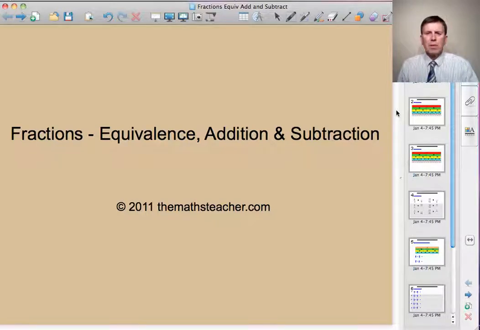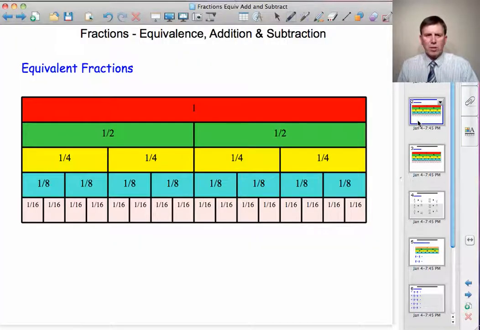What we're going to aim to do in this lesson is to add and subtract simple fractions. But before we can do that, we have to understand about equivalent fractions, that is, fractions that have the same value as each other. So that's where we're going to begin, looking at the equivalence of fractions.